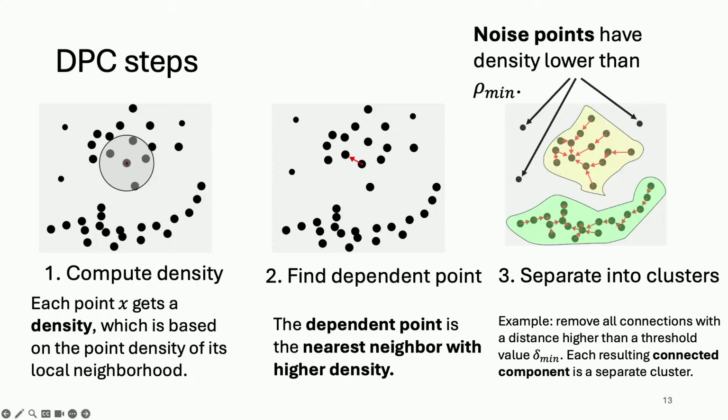In the third step, we're going to remove all of the edges that are too long. And then we're also going to remove the noise points, which have a density lower than some threshold. And then we'll find the connected components in the remaining graph, and those are going to be the clusters.